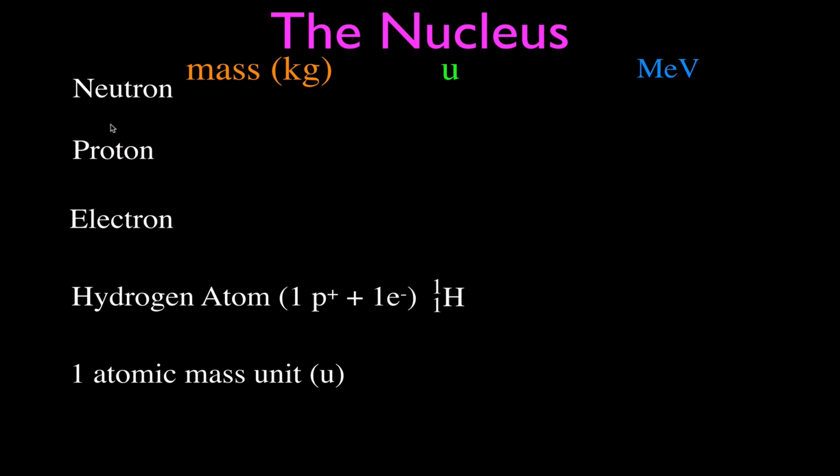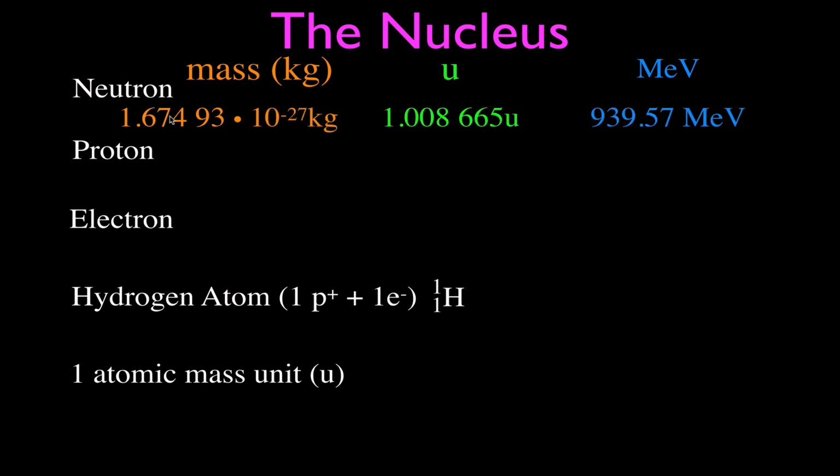Now, oftentimes we say the proton and the neutron have the same mass. When we're talking about mass defect and binding energy, we have to be very careful about how we add the masses up. The neutron and the proton don't actually have the exact same mass. The mass of a neutron is 1.67439 times 10 to the minus 27 kilograms, which works out to be 1.00865 unified atomic mass units, which has the energy equivalent of 939.57 mega electron volts.